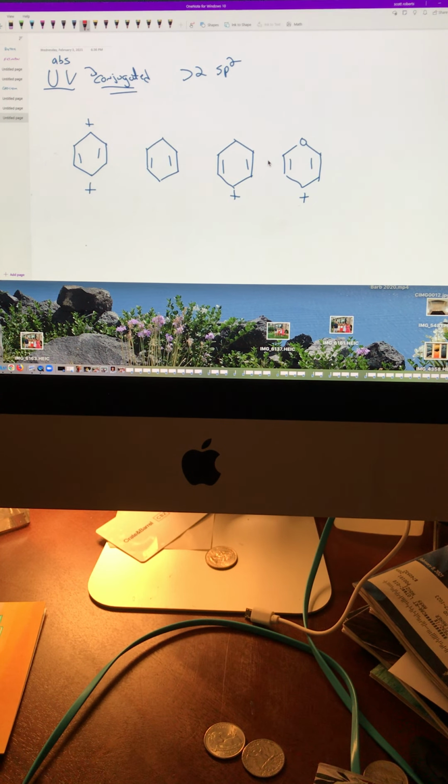Conjugation is delocalizing p electrons. So if you can spread out p electrons, you're more conjugated. Got it? So which one of these spreads out the most p electrons? Spread them out. Who spreads them out the best?